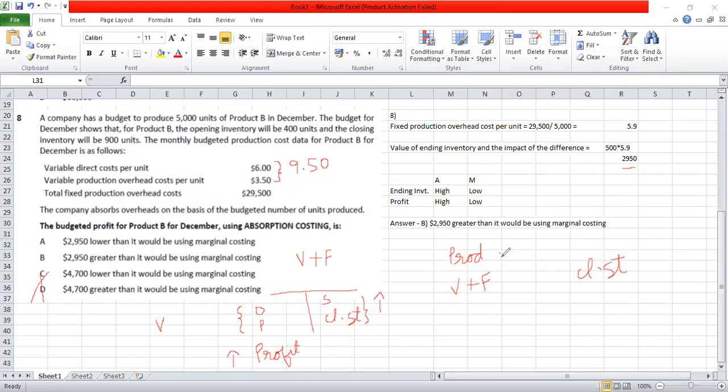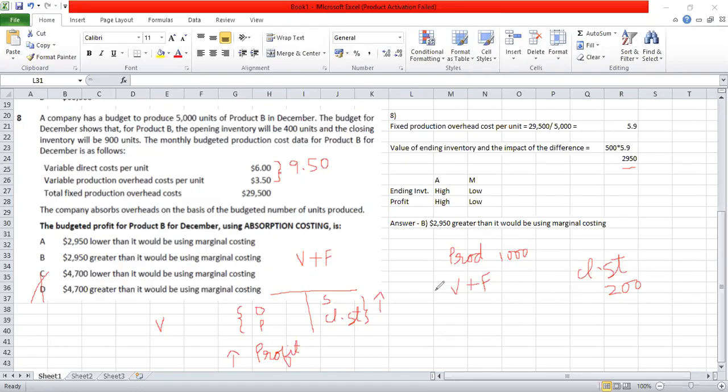So let's say they have produced 1,000 units. For 1,000 units, this is the cost. 200 are ending inventory. Proportionately, for those 200 units, the cost is charged. This is under absorption costing. But under variable costing, for these 200 units, only the variable component is charged. Fixed cost is not charged.